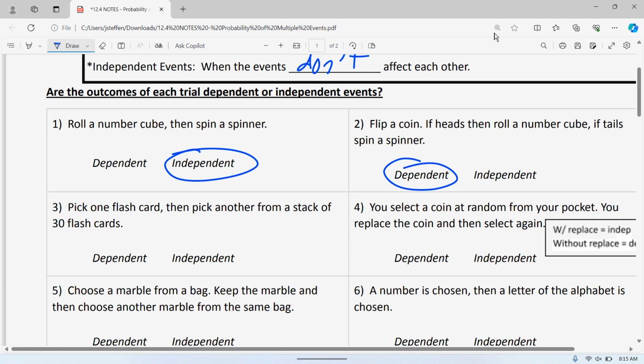Obviously you see where number 1 and 2 go together, as they're very similar to each other, but they're opposites. One's independent, one's dependent. And I only say that because it's the same thing with number 3 and 4. Number 3, I pick a flashcard, and then I pick another one from the stack of 30 flashcards. Let me see where is it.